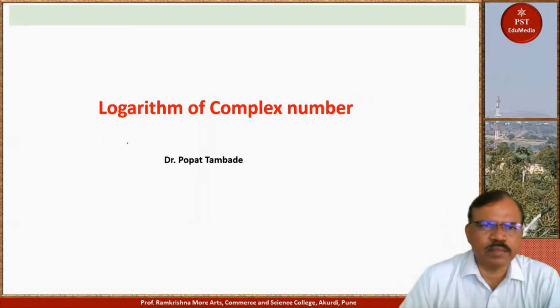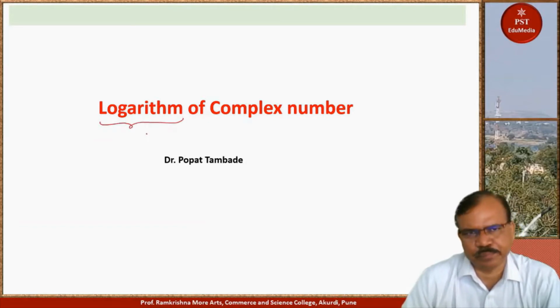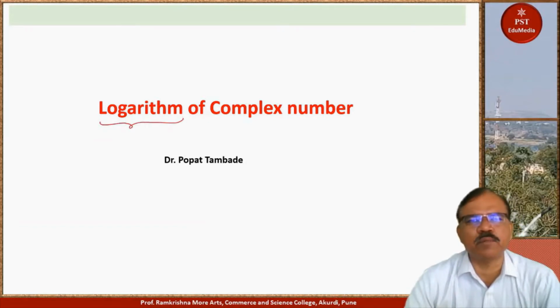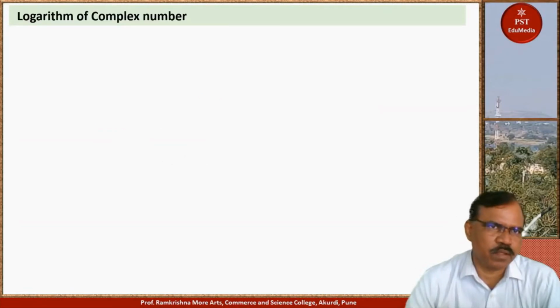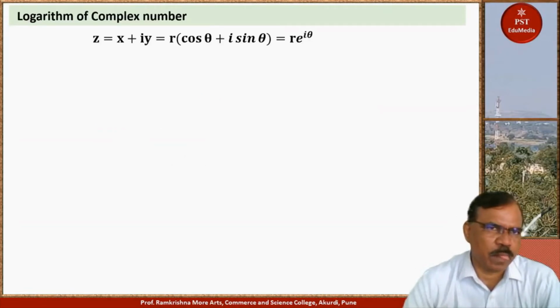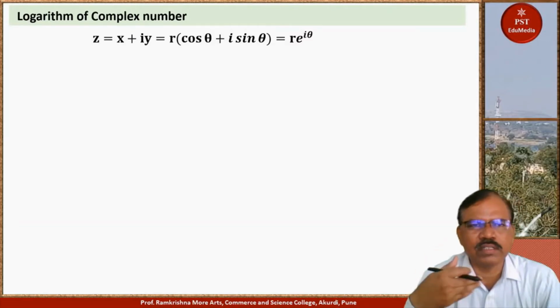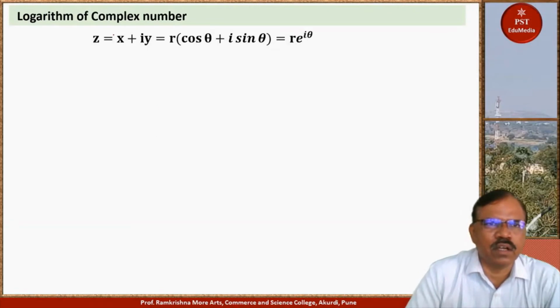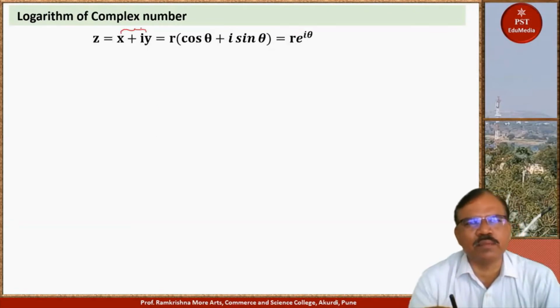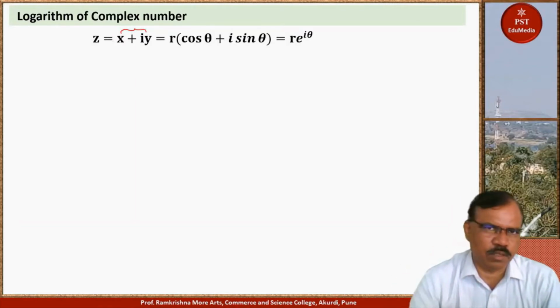In this video lecture, I am going to discuss logarithm of a complex number. Now let us go to logarithm of complex number. Now we have seen complex number z is equal to x plus iy. This is called rectangular form. You can convert this complex number into polar form or exponential form.